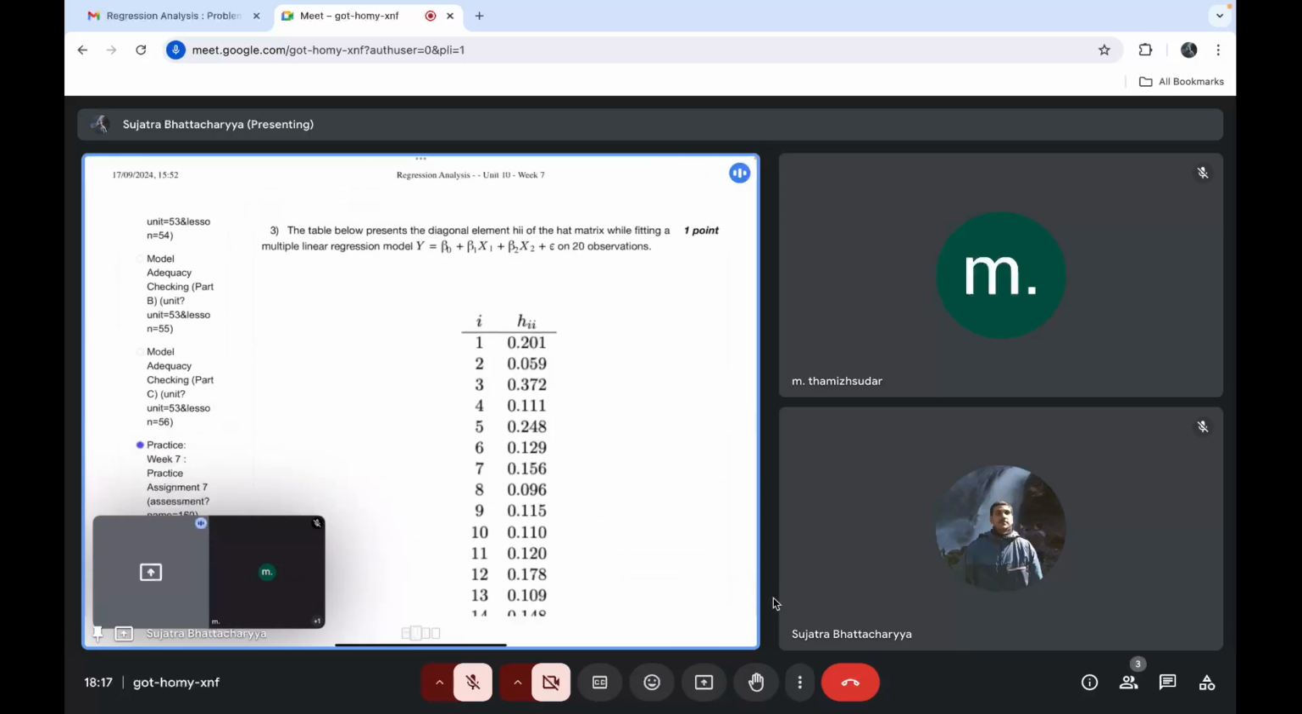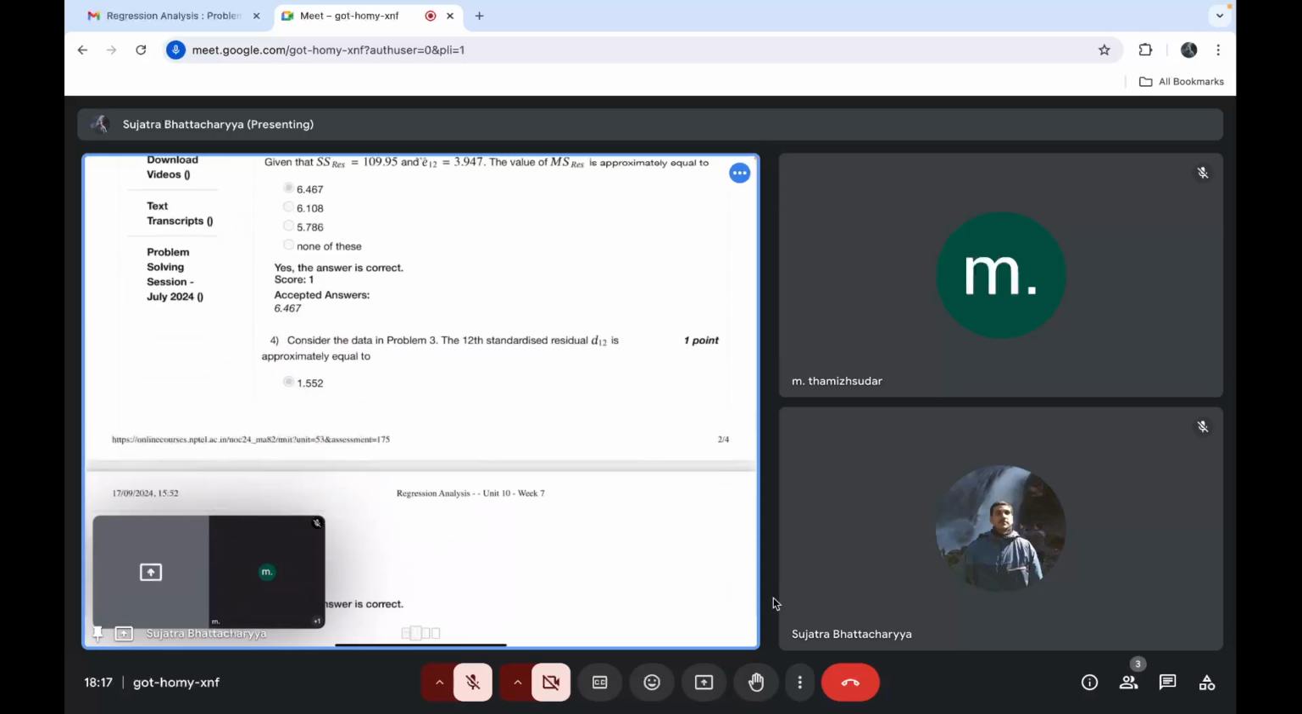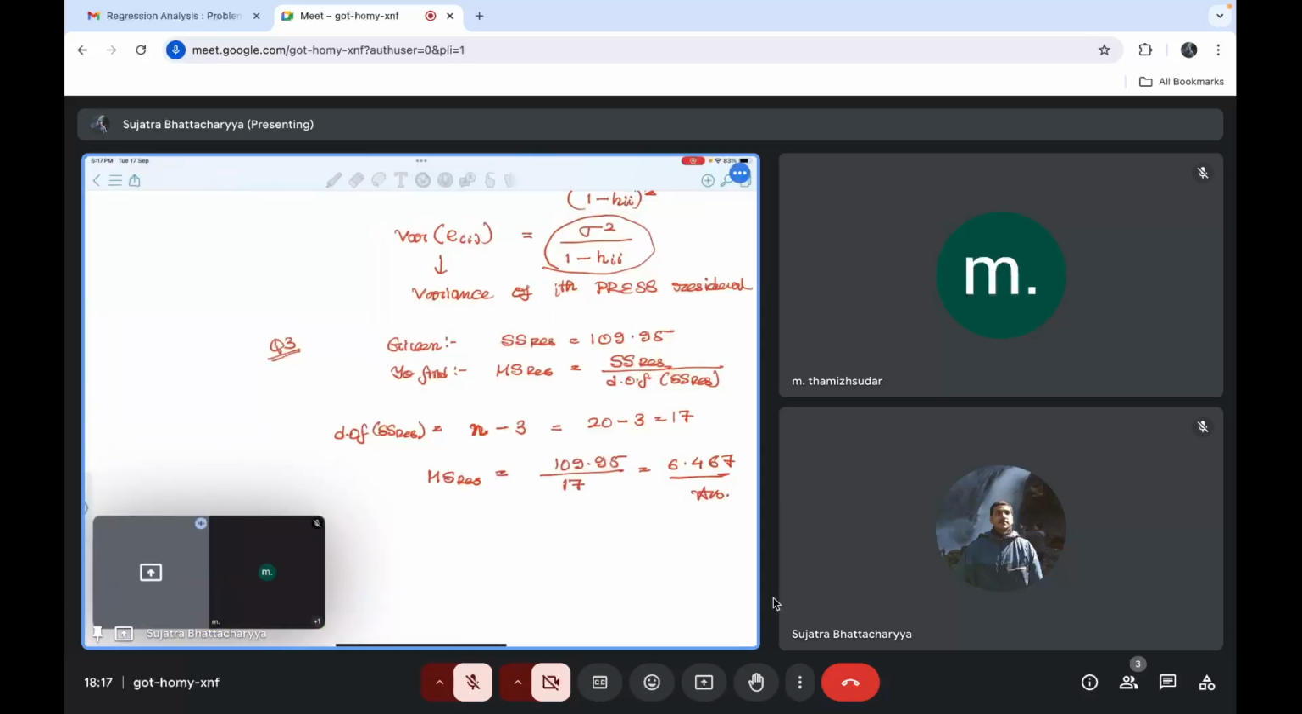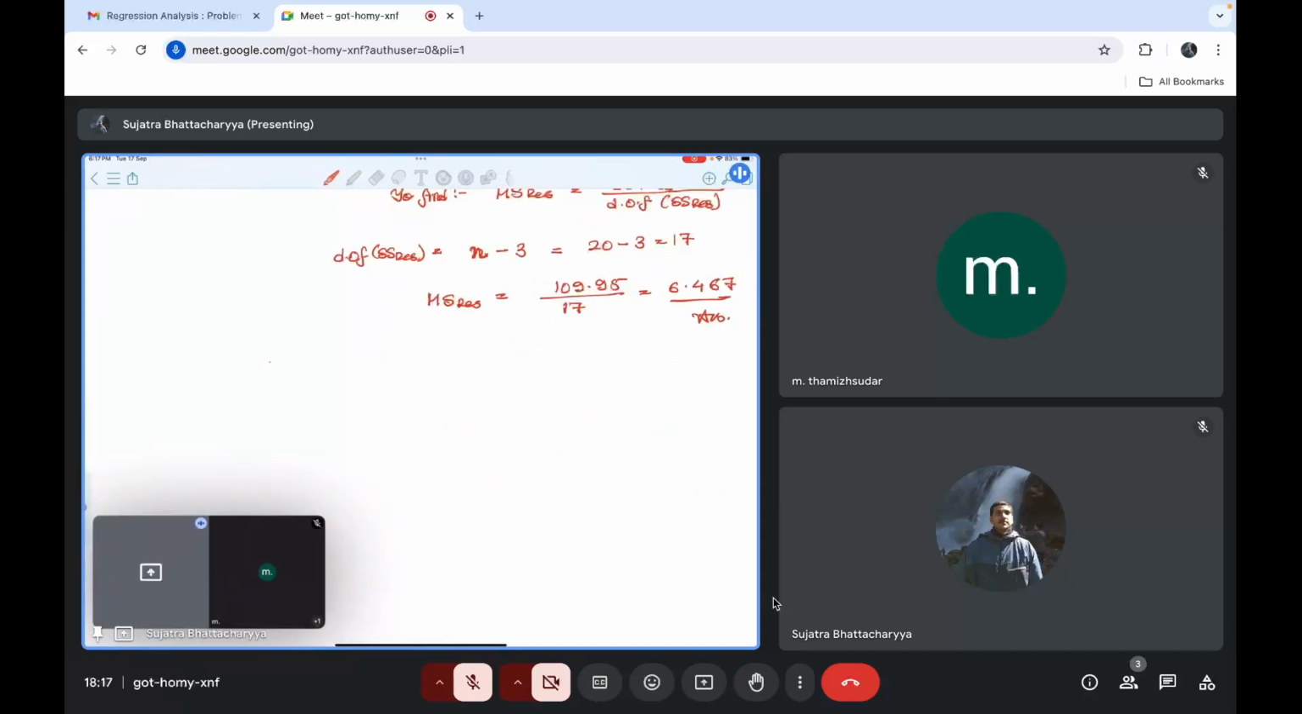Let's go to question number 4. Question number 4 says, consider the data in problem 3. The 12th standardized residual, d_12, is approximately equal to what? So we need to find the standardized residual. For the standardized residual, what do we require? Let's see.